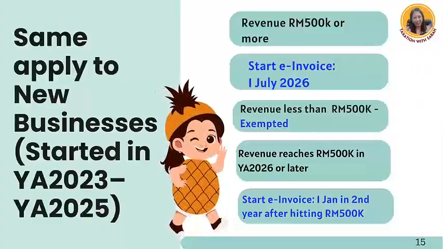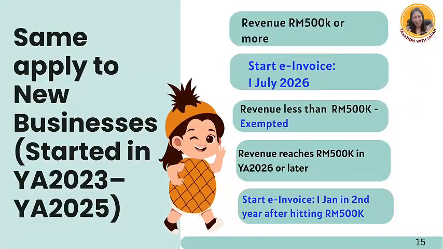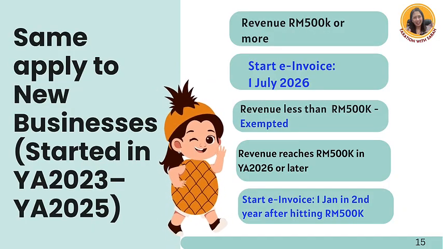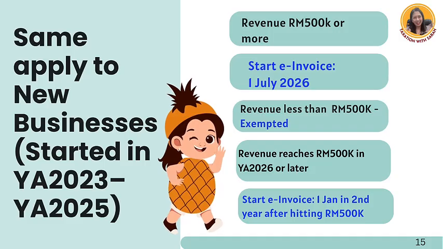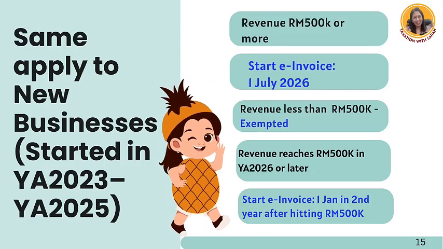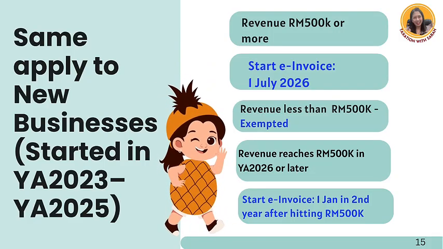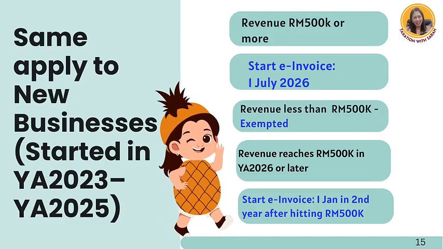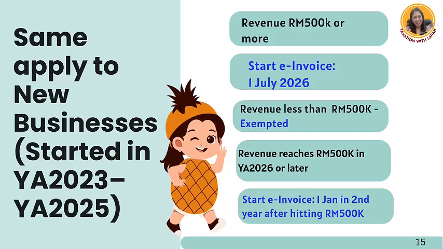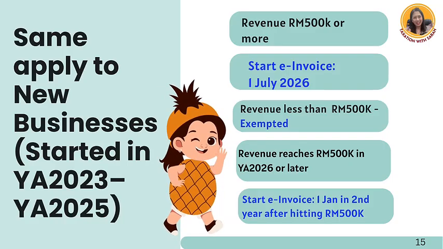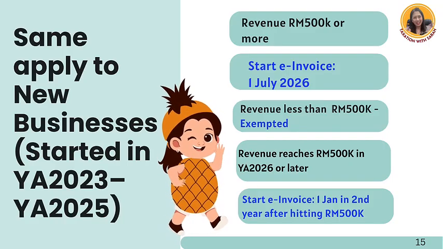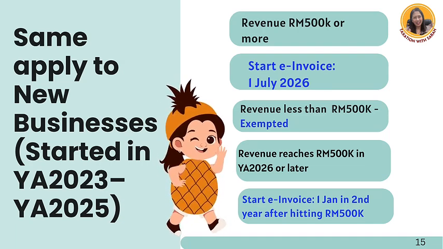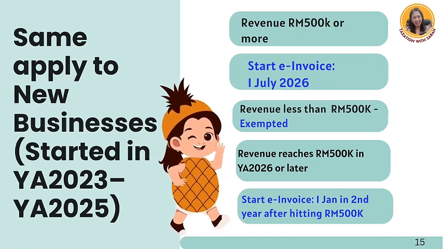Same applies to new businesses started in YA 2023 to YA 2025. If the business revenue is RM 500,000 or more, it will need to start issuing e-invoices from the 1st of July 2026. If the revenue is less than RM 500,000, the business is exempted from e-invoicing for now. If the revenue reaches RM 500,000 in YA 2026 or later, the business must start e-invoicing on the 1st of January in the second year after hitting 500,000 Malaysian ringgit.